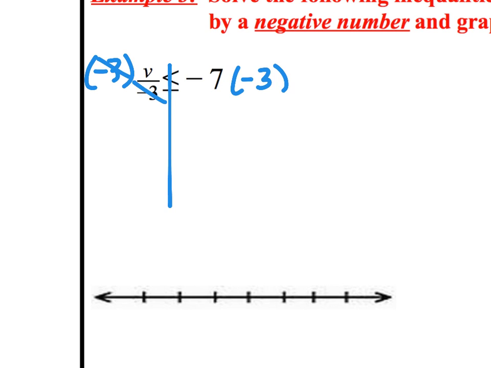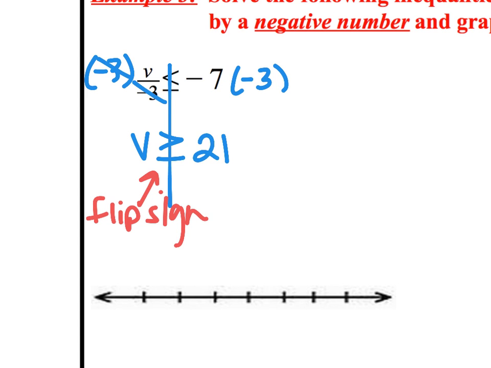What did I forget? Flip the sign. So actually that's not right. It's V is now greater than or equal to positive 21. You have to flip the sign because we multiplied by a negative.